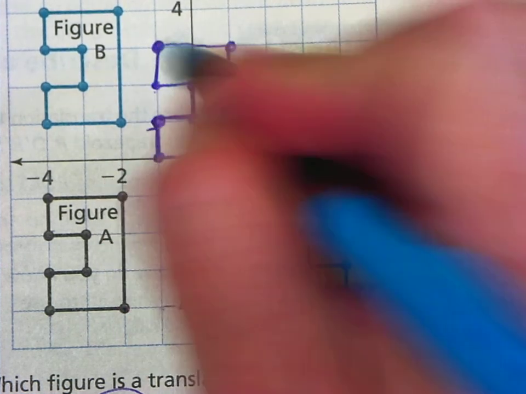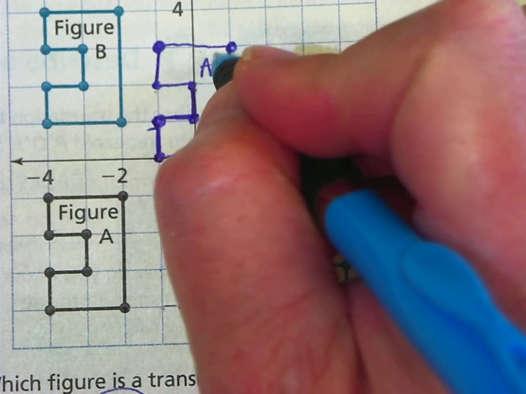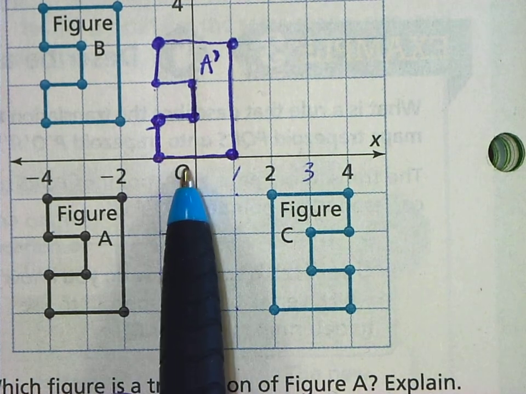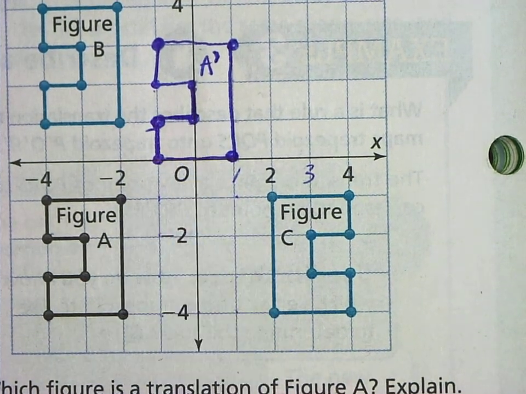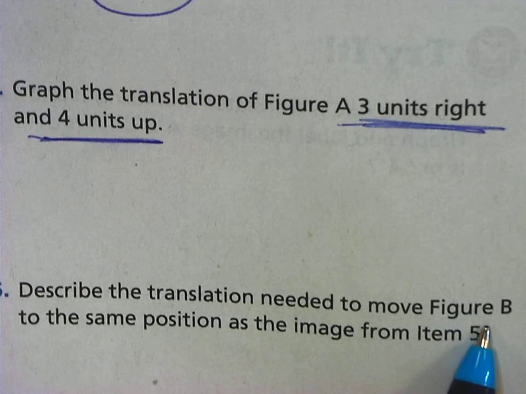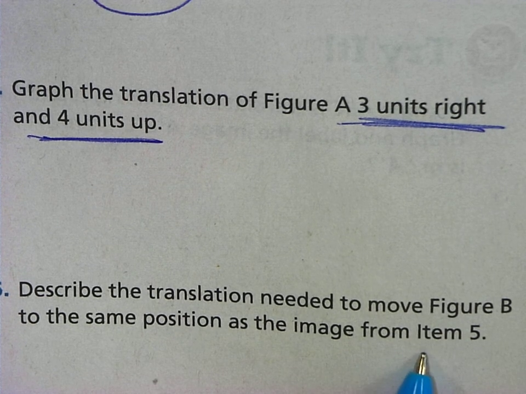And then we have figure, this would be A prime. Remember, this is your pre-image, the one you start with, and this is your image with the prime symbol after you translated it. Okay, so let's take a look at this one. Describe the translation needed to move figure B to the same position as the image of item 5.